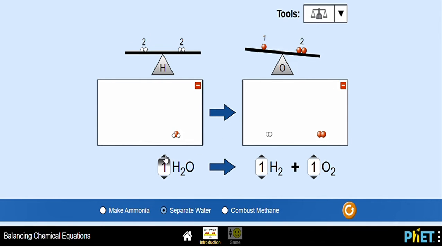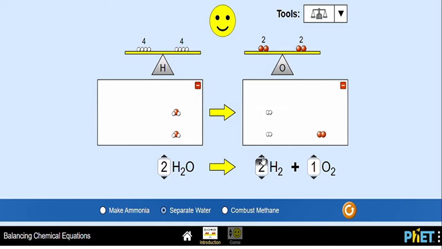So if we increase on the left hand side, now oxygen is balanced, but hydrogen is not balanced. That means we have more hydrogen in the right hand side. So now students, if I increment one value, see the happy face, the emoji, both hydrogen and oxygen elements are balanced on both sides. So this is the way of balancing a chemical equation.